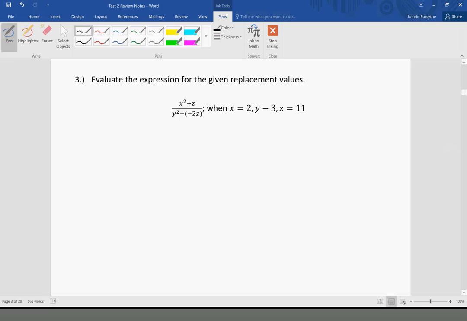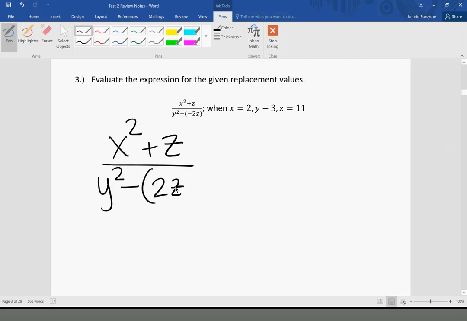Okay, number 3. Evaluate the expression for the given replacement values. So I'm going to write this a little bigger. x squared plus z divided by y squared minus 2z, that is the negative 2z. Okay, so now we've got x equals 2, y equals, that's supposed to be 3 or negative 3. We'll say that y equals 3. Okay, and then we have z equals 11.